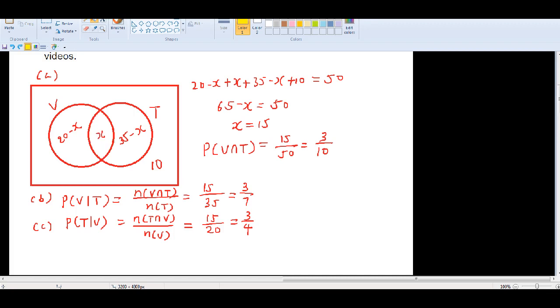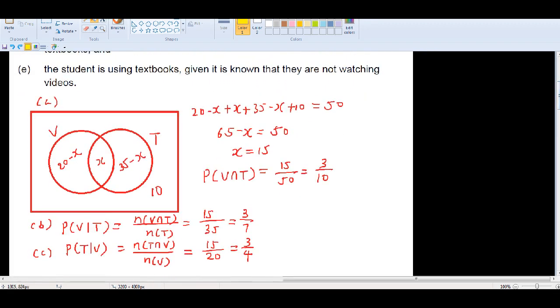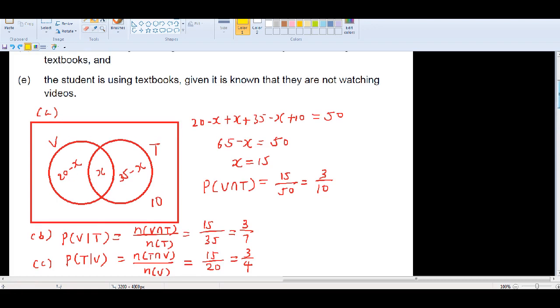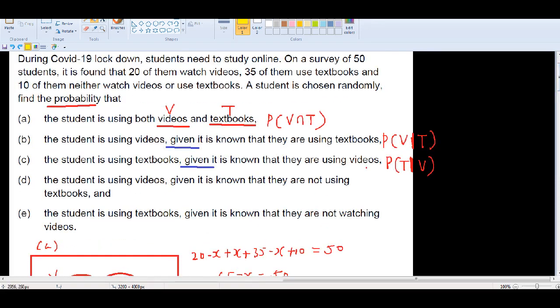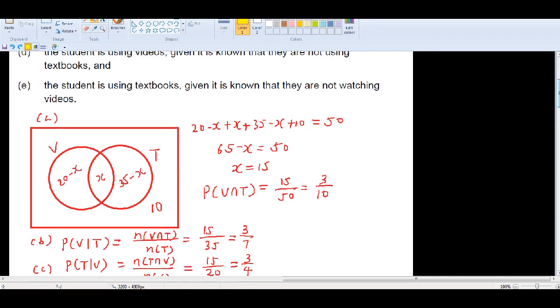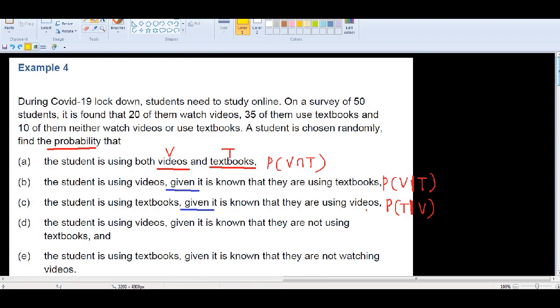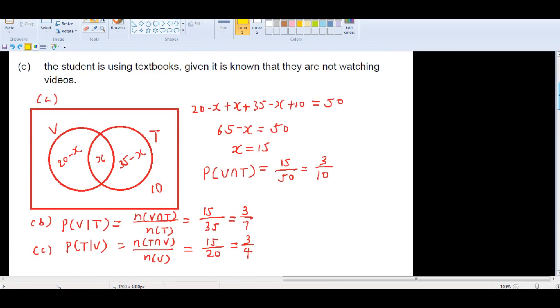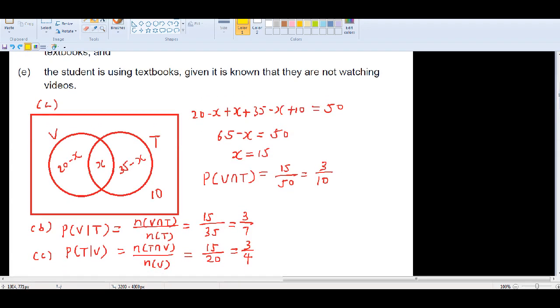After that, for example the part that's watching videos only but not reading textbook should be 20 minus X, because in total there are 20 students using videos. Similarly there will be 35 minus X who read textbook only. And outside there will be 10, because it's given that 10 students neither watch videos nor use textbooks. If you got the Venn diagram correct and add all the numbers, you should get 50. So that's why you got X equal to 15.